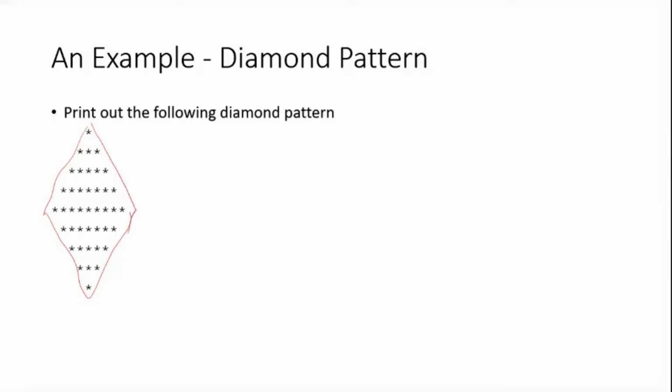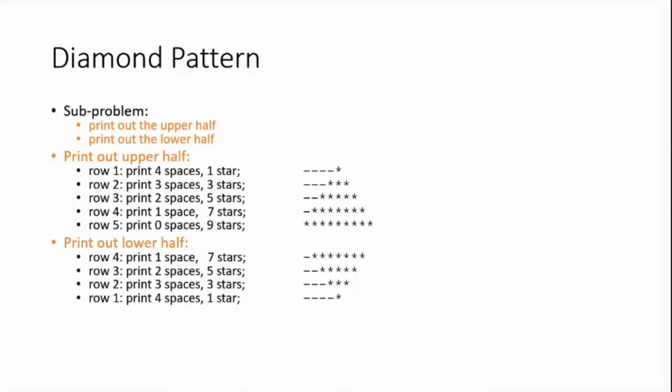So this is to be printed, and let's see how this particular problem is divided into sub problems. The main problem is printing the diamond pattern. Then there will be 2 sub problems. The first sub problem is printing out the upper half, that is this part. The second sub problem is printing out the lower part. So these 2 constitute the total diamond pattern.